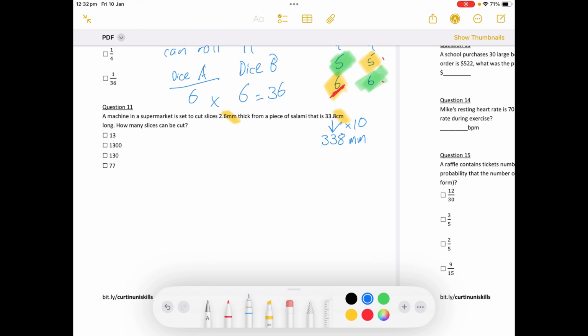Now I want to know how many slices fit into this piece of salami. So I'm going to say 338 divided by 2.6. Calculator section, use your calculator, work that out, and let's see what that gives us. What you're going to get is 130. So you can get 130 slices out of this piece of salami. Not bad.